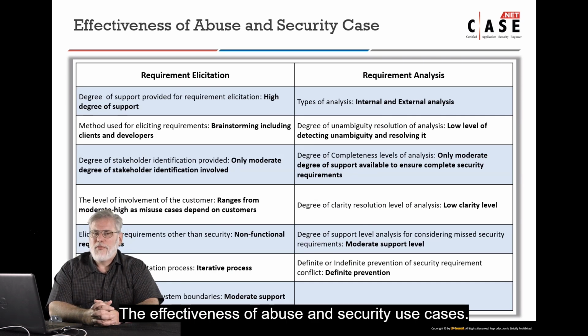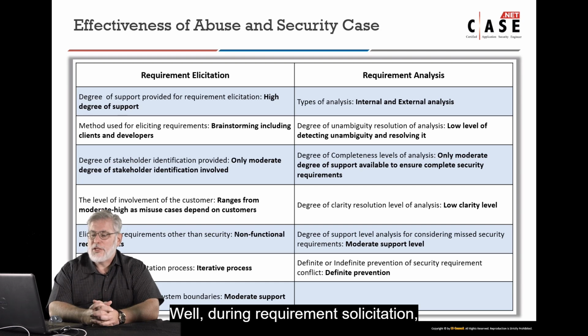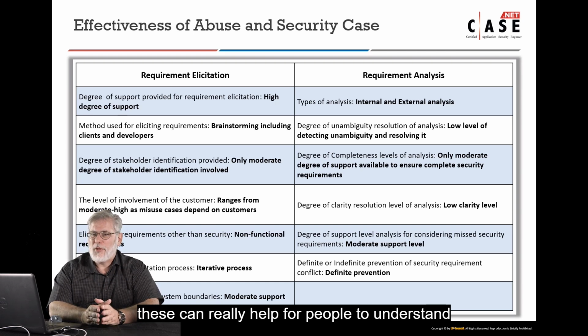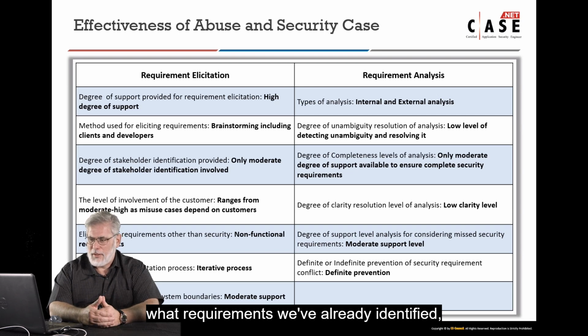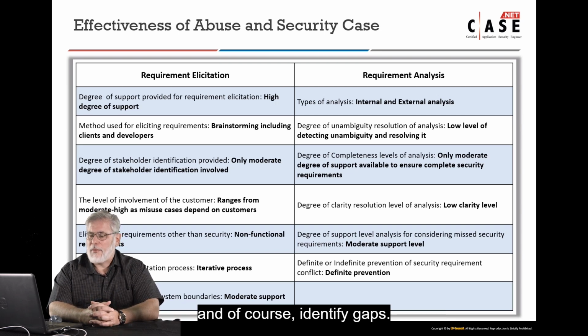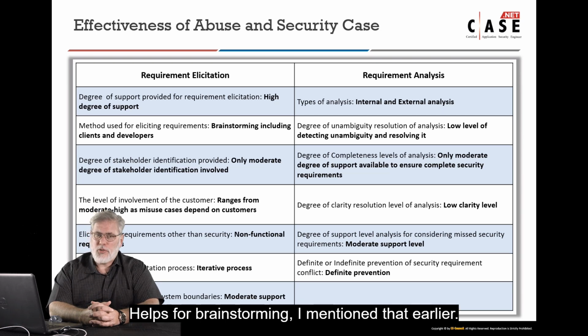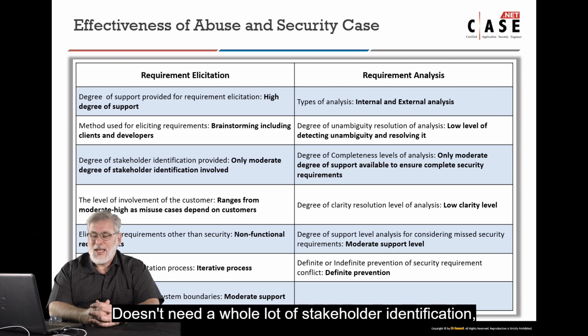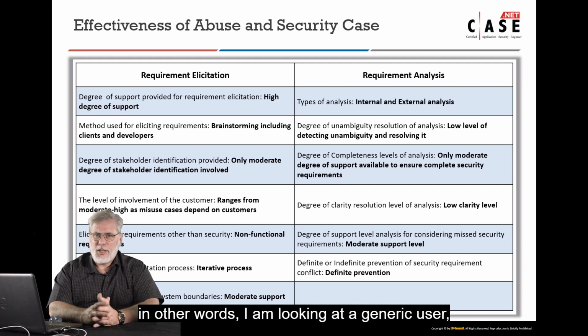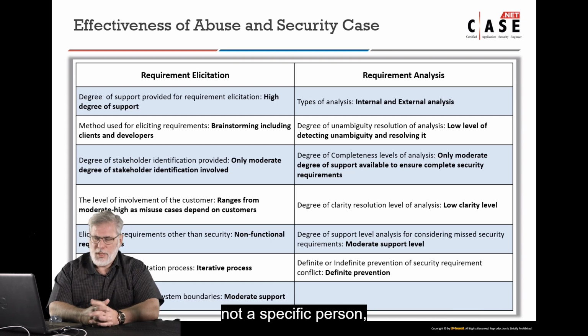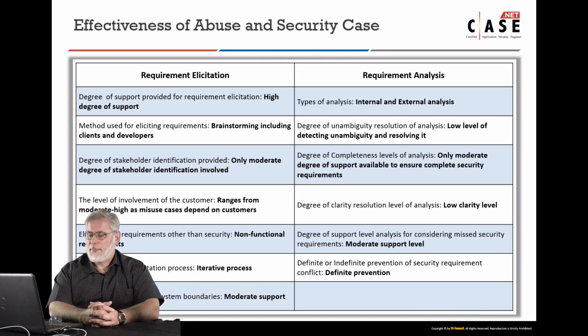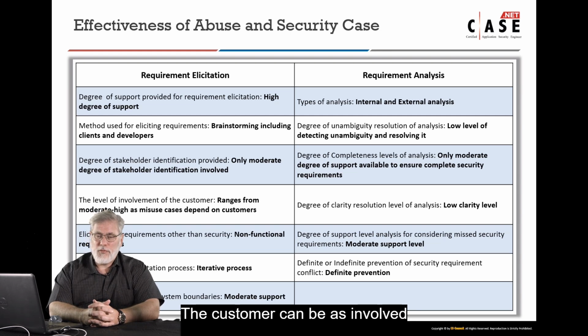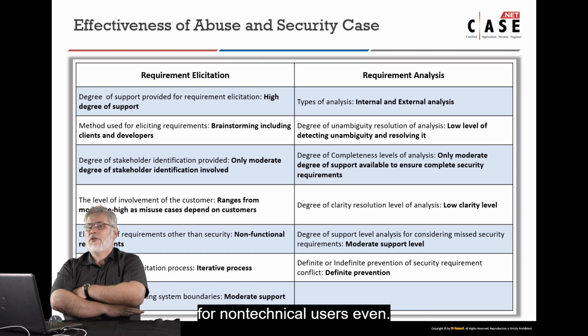The effectiveness of abuse and security use cases. Well, during requirements elicitation, these can really help for people to understand what requirements we've already identified and, of course, identify gaps. Helps for brainstorming, I mentioned that earlier. Doesn't need a whole lot of stakeholder identification. In other words, I'm looking at a generic user, not a specific person, and I can apply this to lots of users. The customer can be as involved or not involved as they wish to be because these are easy to understand for non-technical users even.